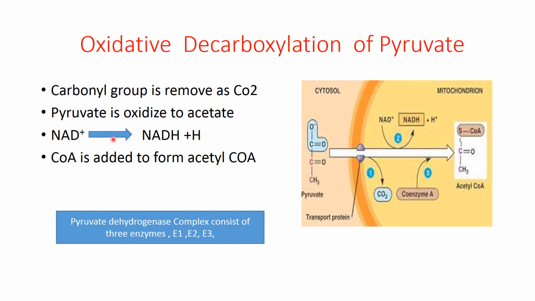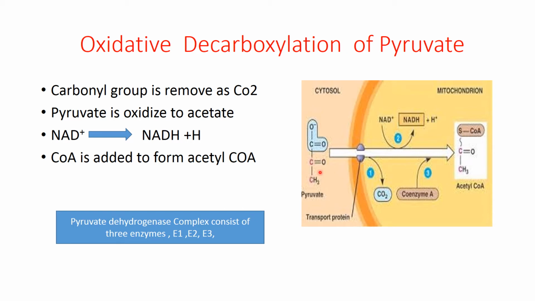this high energy compound in the form of NADH will be produced. Here NADH is in its reduced form. So NAD will be converted into NADH. That's why it's known as oxidative decarboxylation, in which carbon dioxide is removed and one NADH is produced. And in the last step, coenzyme A is added to the acetate and acetyl CoA is produced here.